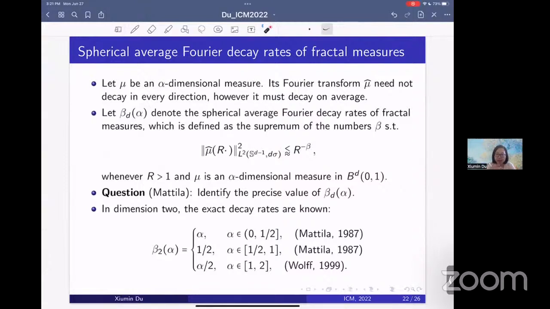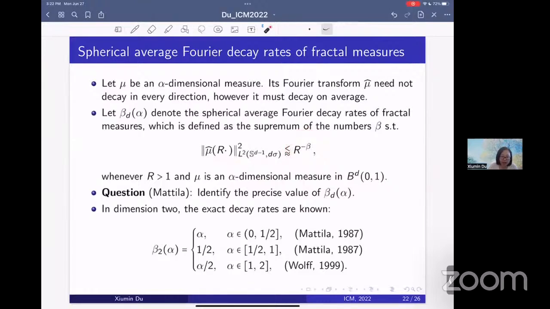Well, Mattila observed that if we take the average value over a sphere instead, then as the radius of the sphere goes to infinity, we can expect some decay rates. So we want to prove an estimate of this form. Here, mu is any alpha-dimensional measure inside the d-dimensional unit ball. And we want a decay estimate like this: the L2 average of the Fourier transform mu hat over the sphere of radius r is bounded by r to the negative beta.